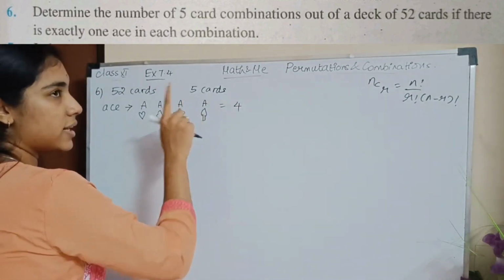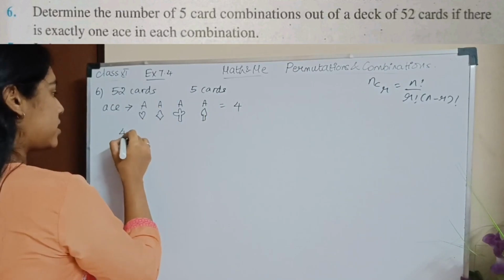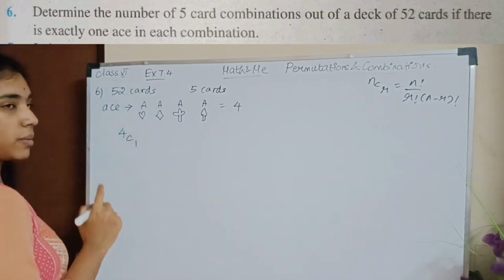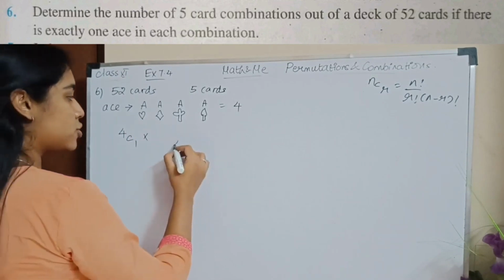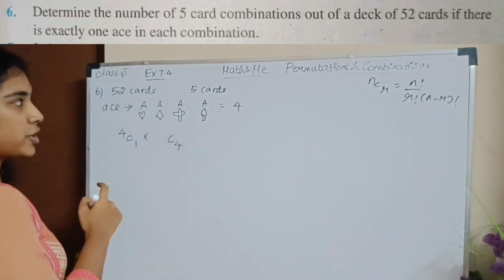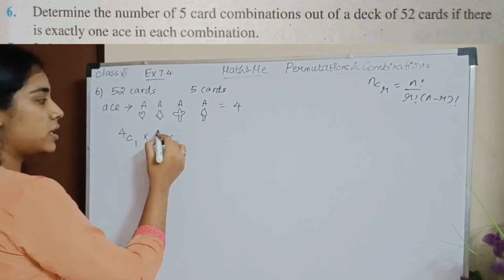In the 5 cards, there has to be an ace. So I can choose 1 ace from my 4 aces, and the remaining cards can be chosen from the rest. Now that the 4 aces are gone, 52 minus 4 will be 48.